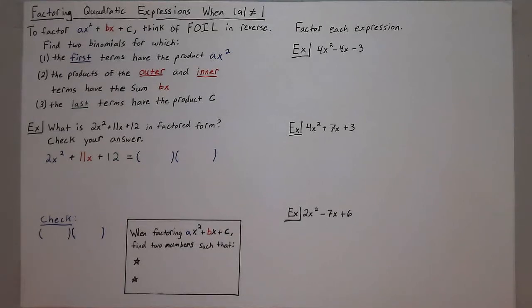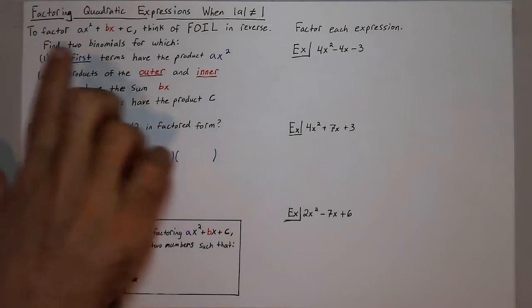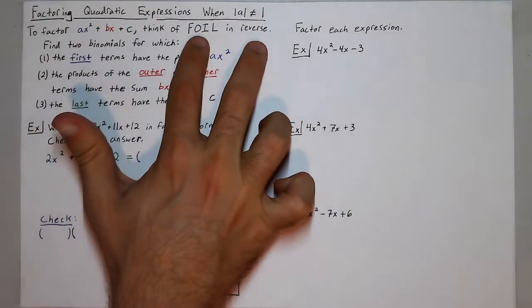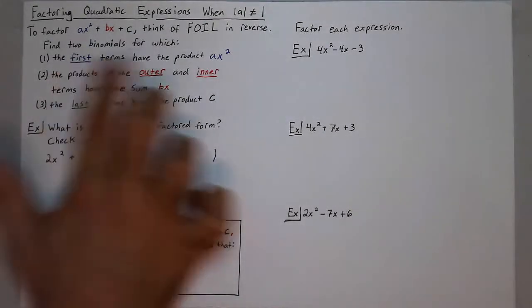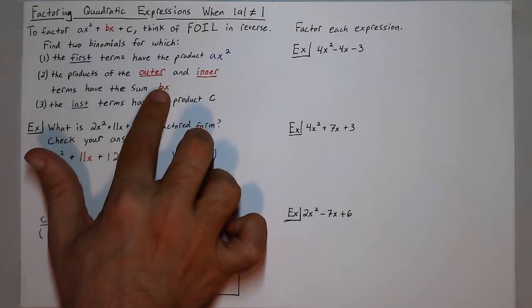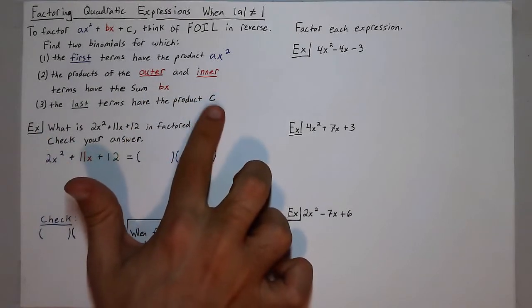In this video, we are going to learn how to factor quadratic expressions when the leading coefficient is not 1 or -1. So, to review something we talked about in the previous lesson on factoring quadratic expressions, to factor ax squared plus bx plus c, if we think of FOIL in reverse, we're looking for our first terms to give us ax squared, our outer and inner terms to give us bx, and our last term to give us c.